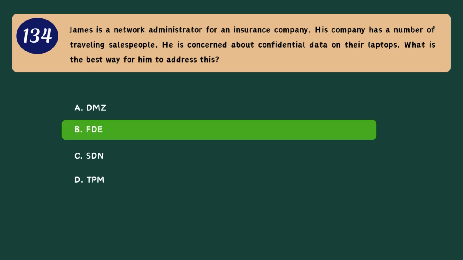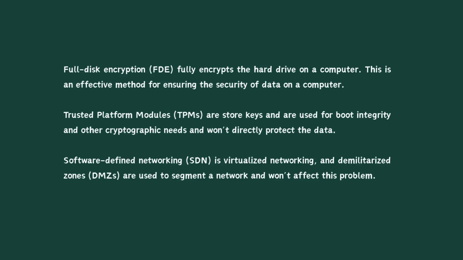Correct answer. B. FDE. Full disk encryption fully encrypts the hard drive on a computer. This is an effective method for ensuring the security of data on a computer. Trusted platform modules store keys and are used for boot integrity and other cryptographic needs, and won't directly protect the data. Software-defined networking is virtualized networking, and demilitarized zones are used to segment a network and won't affect this problem.